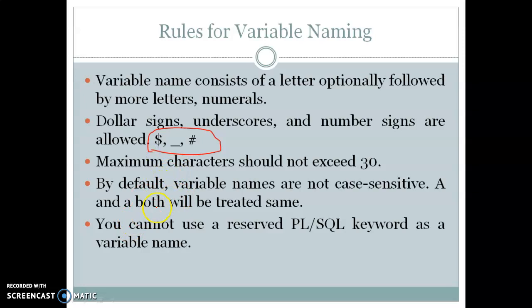The maximum number of characters allowed in the naming is 30, and by default variable names are not case sensitive. But to make a difference between the keywords and the identifier or variable names, we write keywords in capital letters, and variable names in small letters or a mixture of small and capital. But both will be treated as the same.